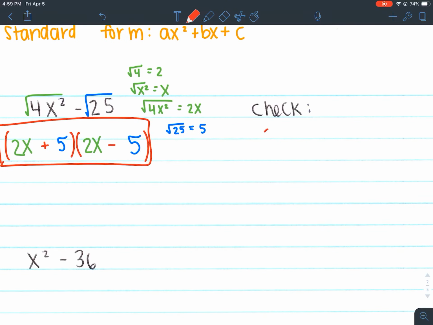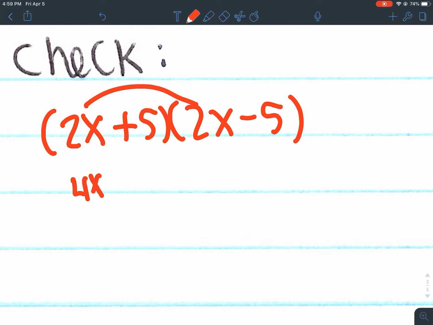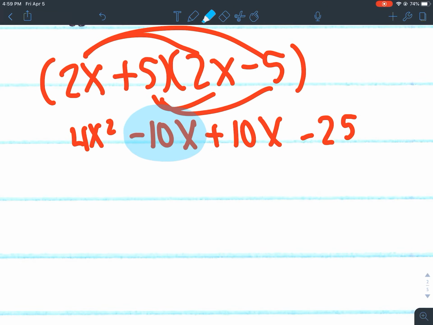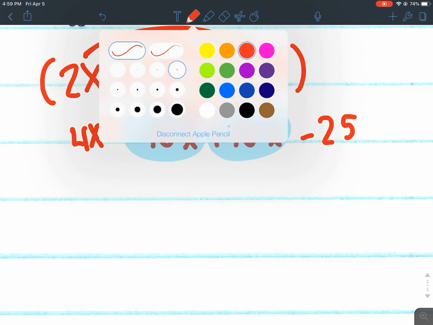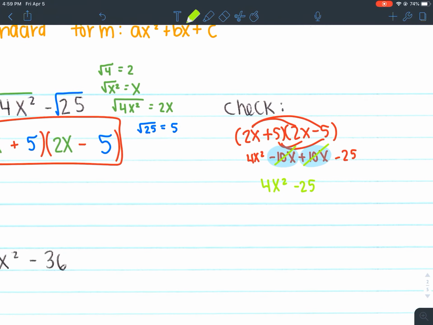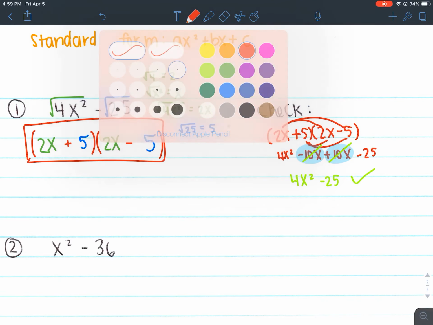So, let's check this. We have 2x plus 5, 2x minus 5. So I have 4x squared minus 10x plus 10x minus 25. Okay. I have like terms here. They end up canceling each other out. So I have 4x squared minus 25. Is that what I started with? Yes. So again, you are always able to check. There's never a time where you're unable to check your own work here.